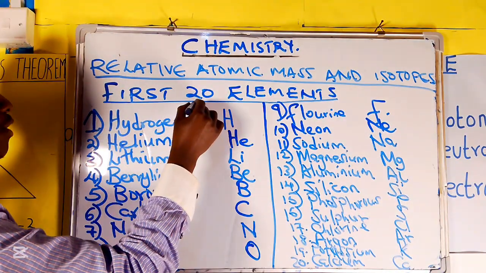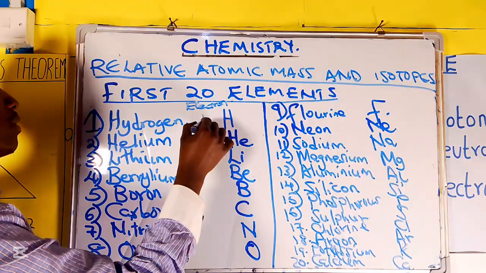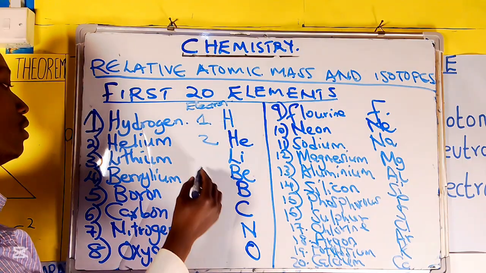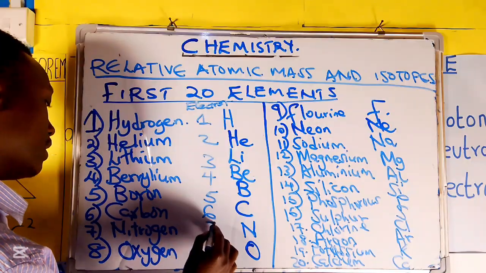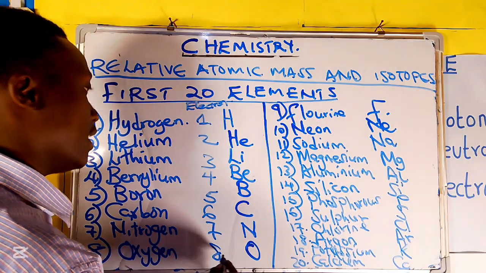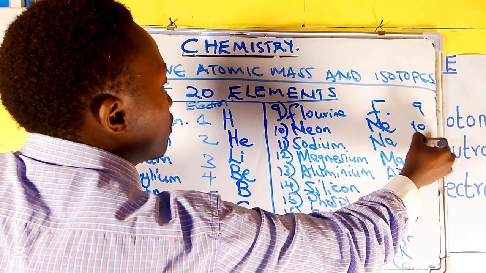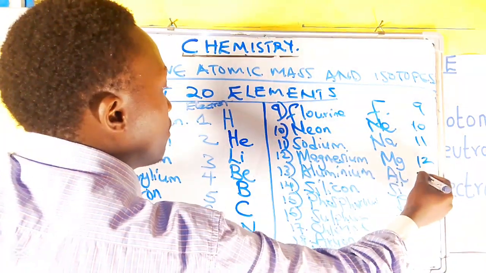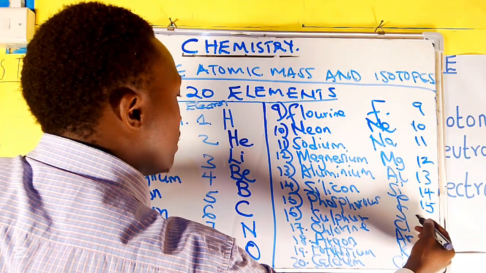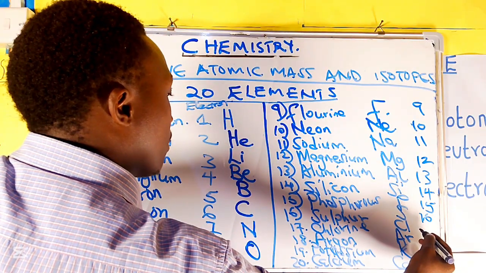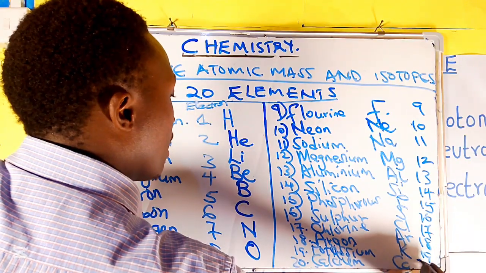If we are talking of the number of electrons, hydrogen has 1 electron, helium 2, lithium 3, beryllium 4, boron 5, carbon 6, nitrogen 7, oxygen 8, fluorine 9, neon 10, sodium 11, magnesium 12, aluminium 13, silicon 14, phosphorus 15, sulfur 16, chlorine 17, argon 18, potassium 19, calcium 20.